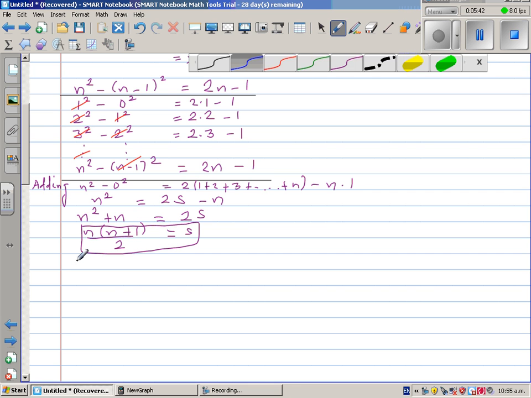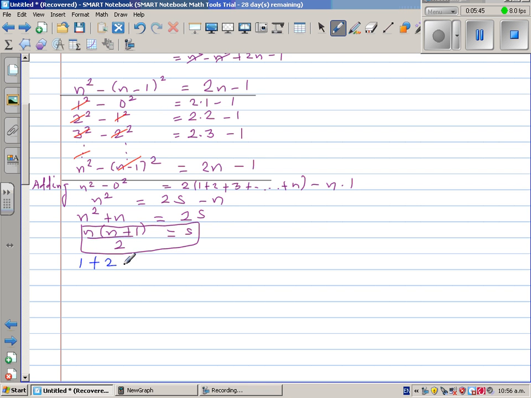10. Let us do it without the formula first: 1 plus 2 plus 3 plus 4 plus 5 plus 6 plus 7 plus 8 plus 9 plus 10. You can do this very easily. Each pair makes 10 here, so how many lots of 10 do you have? This is one lot of 10, the second, the third, the fourth, and this is 5 lots of 10, so this is 55.